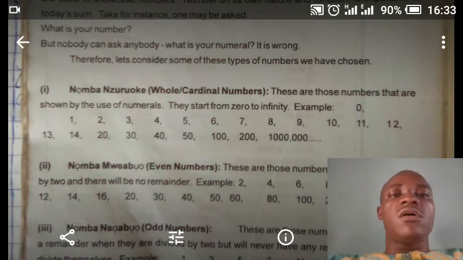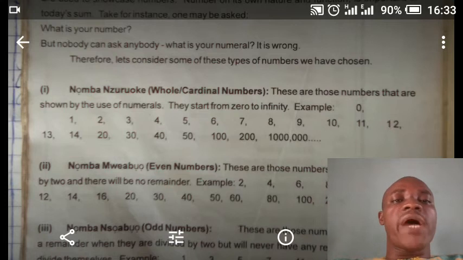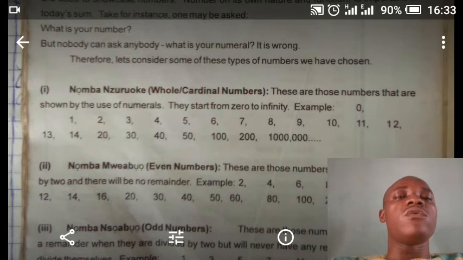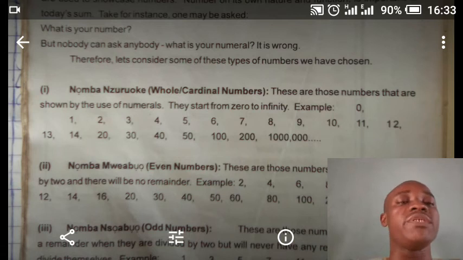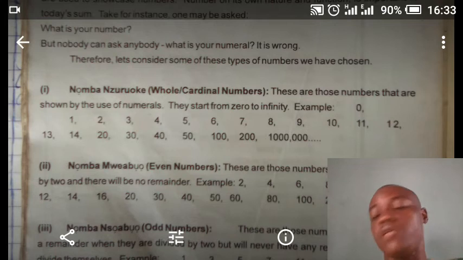We have number Nzuru, which in English means whole or cardinal numbers. If you are solving mathematics, you must have heard the word whole numbers. So that is what we'll be talking about here. These are those numbers that are shown by the use of numerals. They start from 0 to infinity.